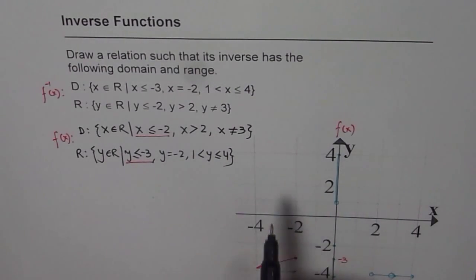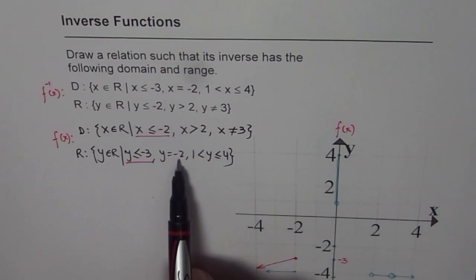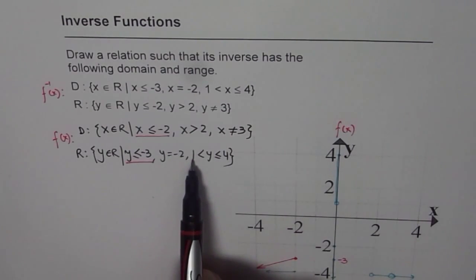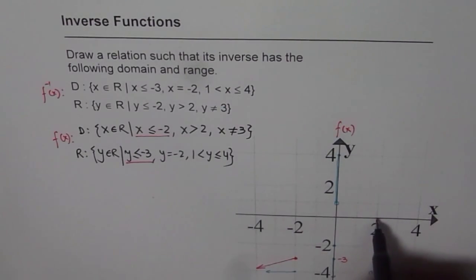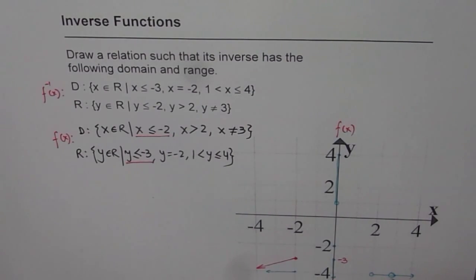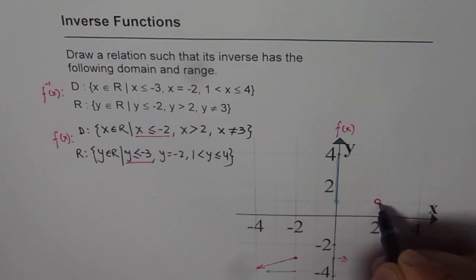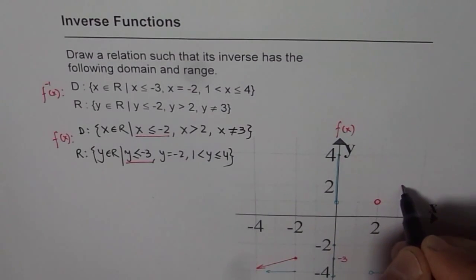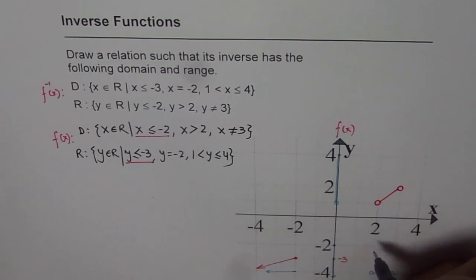Now let's look into the other half, which is we want a value y equals minus 2. So we can get to this, but here we have that range is between 1 to 4 and x is greater than 2. So x is greater than 2, not equal to 3, but the range is between 1 to 4, not including 1. So greater than 2, we can have a hole here, right? And at 3 also we need a hole, correct? So what we will do is we'll connect these 2 points, correct?